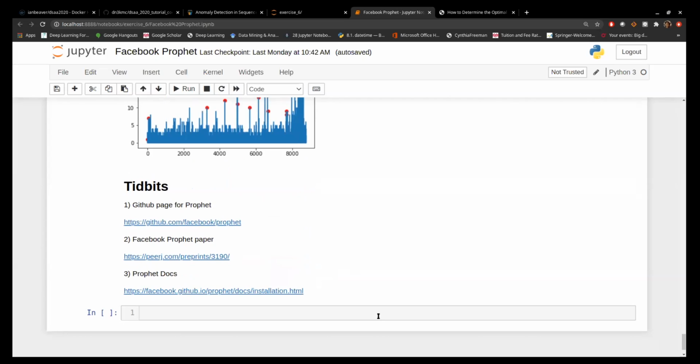So a few more tidbits here. If you're interested in more details on how Facebook Prophet works, especially on how they do concept drift, you can take a look at their Facebook Prophet paper. And then there's also the GitHub page for Prophet where you can play with it, I believe, and also R if you so desire.